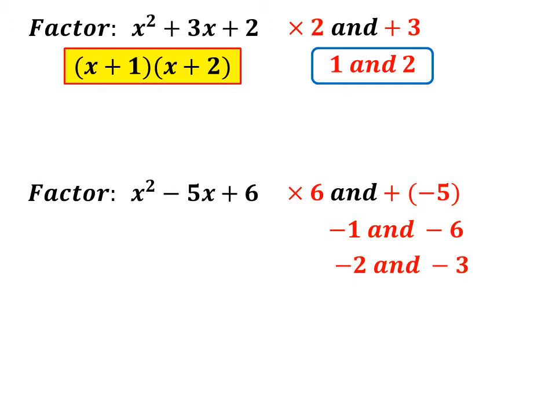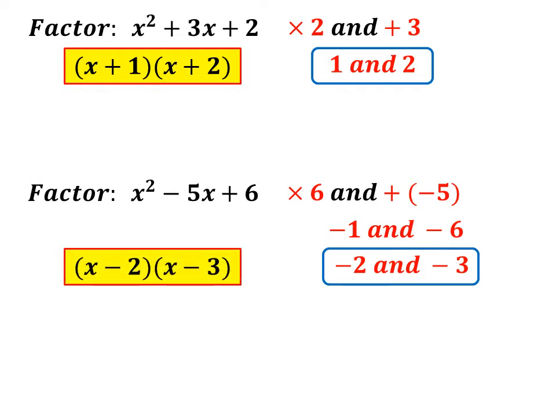Negative 2 times negative 3 is 6. Negative 2 plus negative 3 is negative 5. So our answer is x minus 2 times x minus 3.